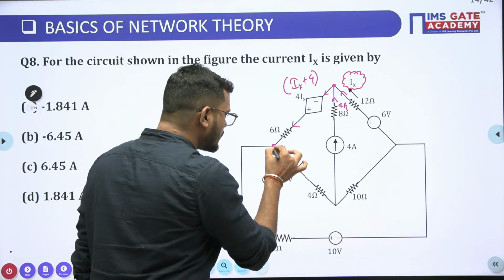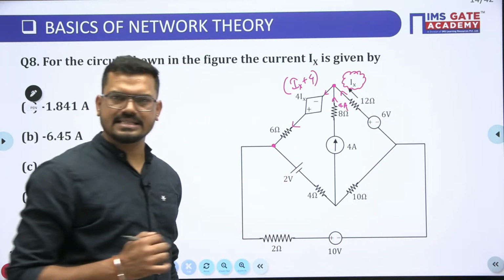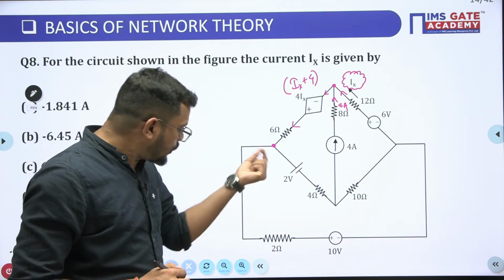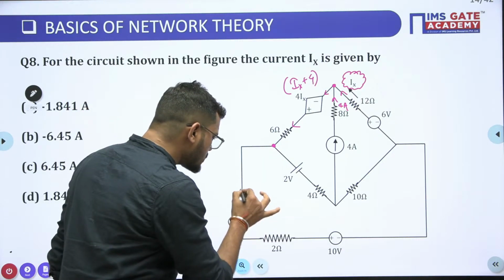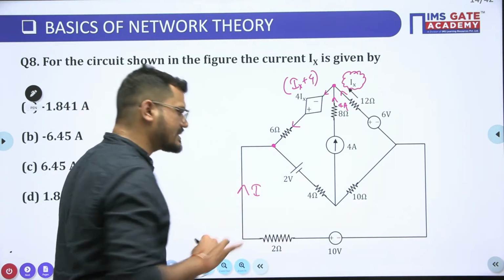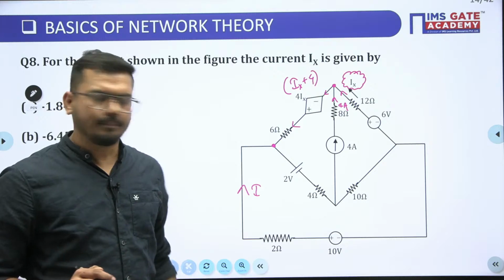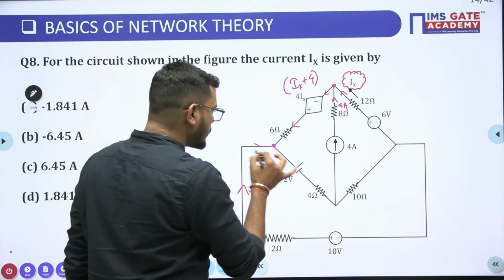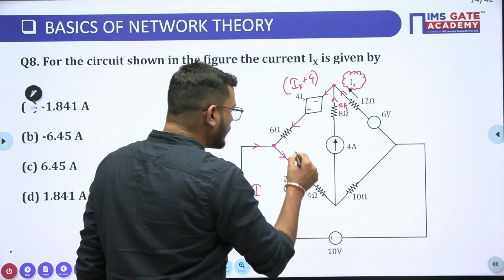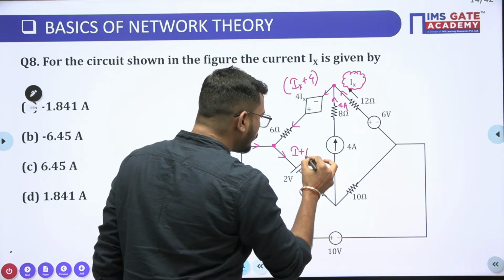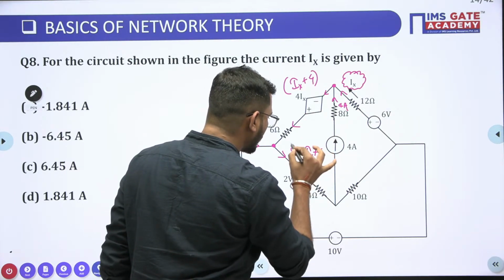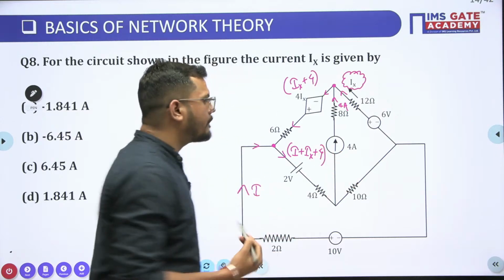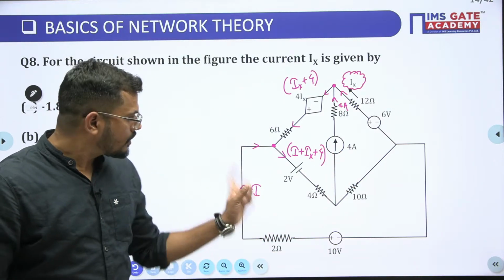Now at this node again I want to apply KCL. But we don't know the value of this current, guys. So let us suppose this current is I, simply I'm just taking I. If this is I, it means that this will be I plus Ix plus 4. Is it clear now? Very good.